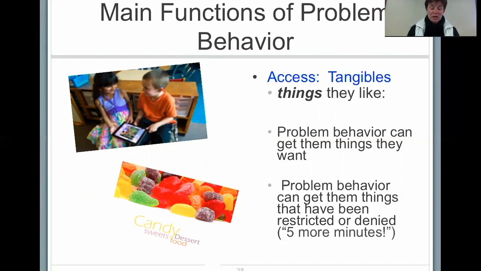Children are quick to learn that engaging in bad behavior will get them access to that toy they really want, or will get them 5 more minutes at the playground, because we aren't always willing or able to fight that battle with them. The next video clip is an example of a child wanting a tangible item. Sometimes you can just ask a student what they want, and they will tell you.